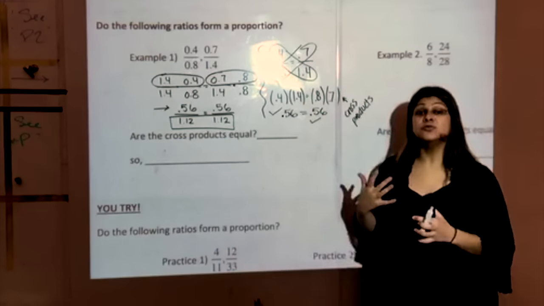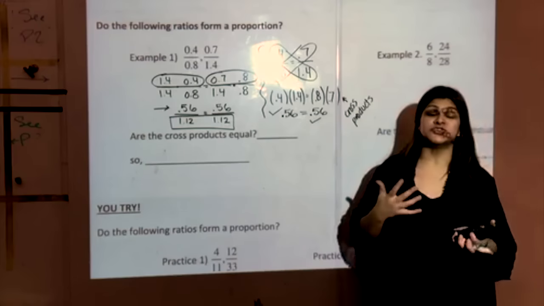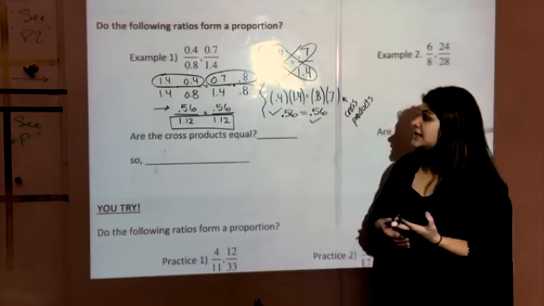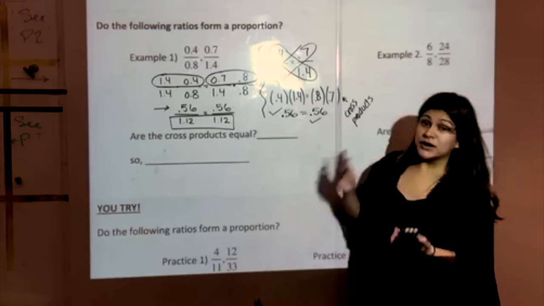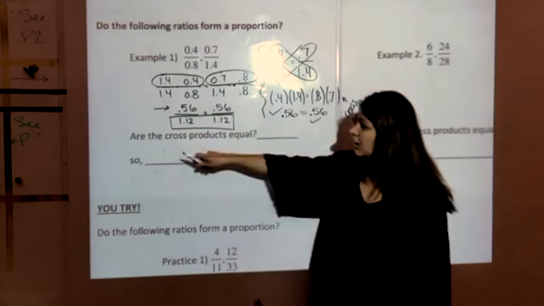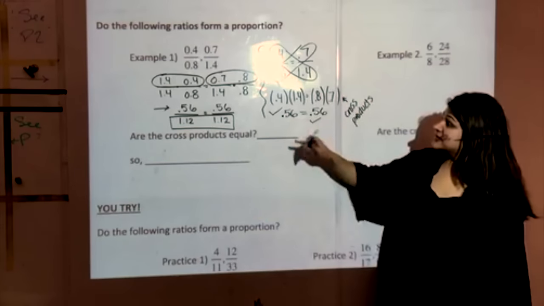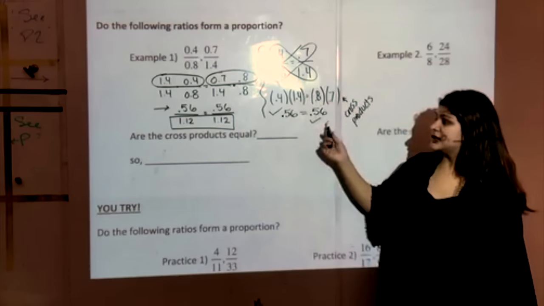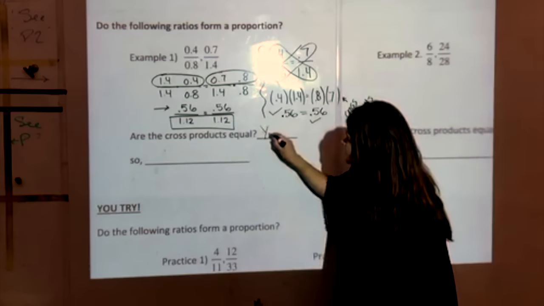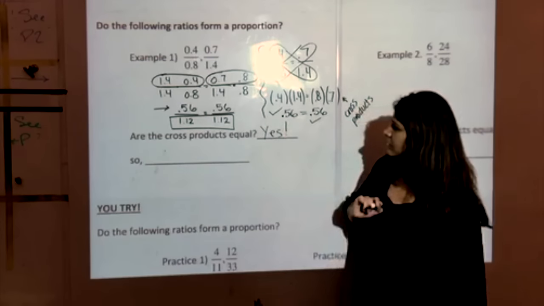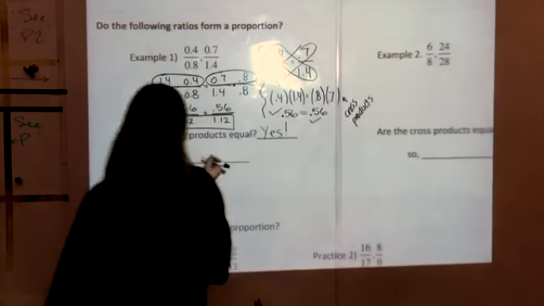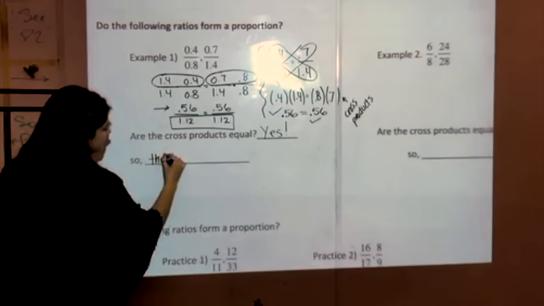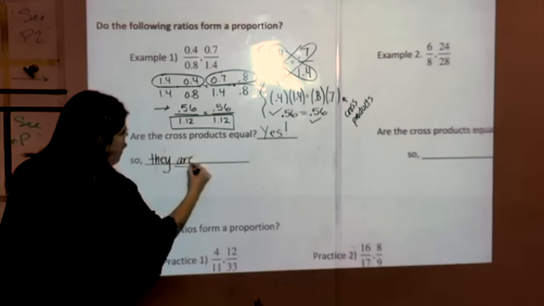After a lot of practice, you will realize cross multiplication is the most efficient way to solve proportions, especially if you're trying to see if they are equivalent. So you want to ask yourself these questions. Are the cross products equal? In this case, the cross products ended up being equal, so we will answer yes. So if the cross products are equal, they are proportional.